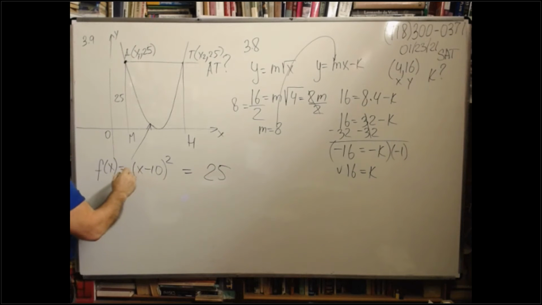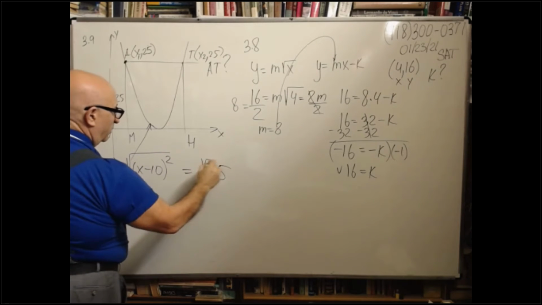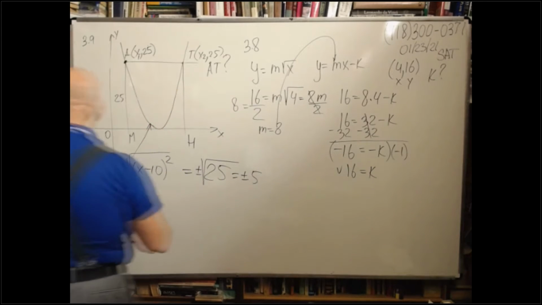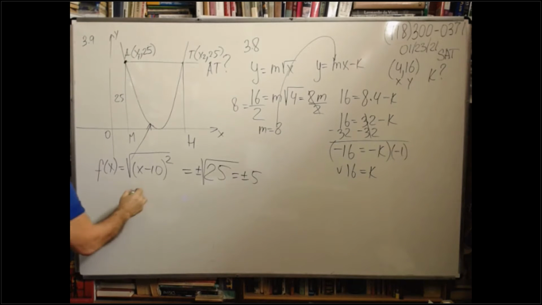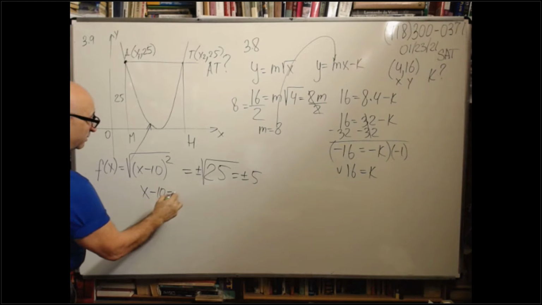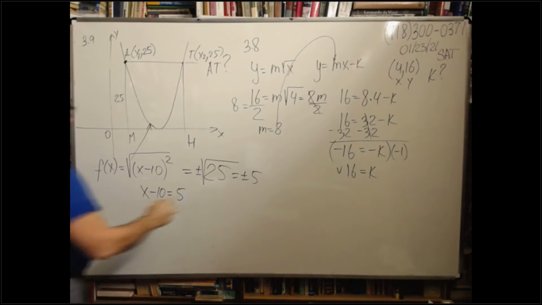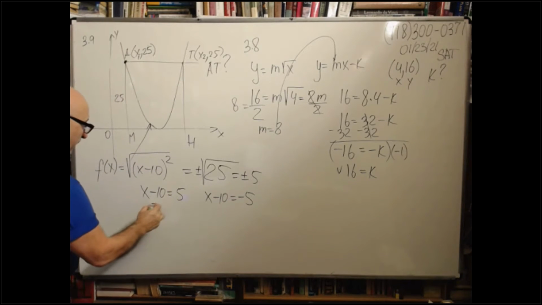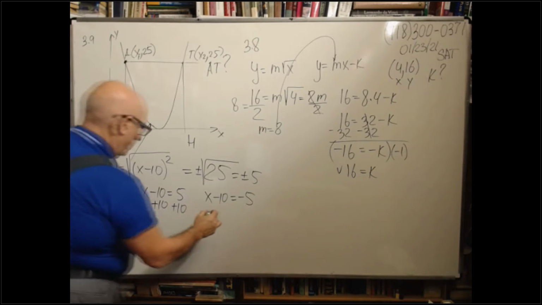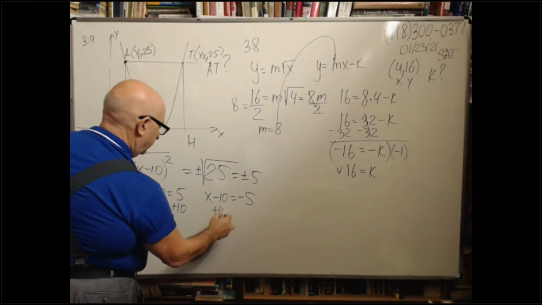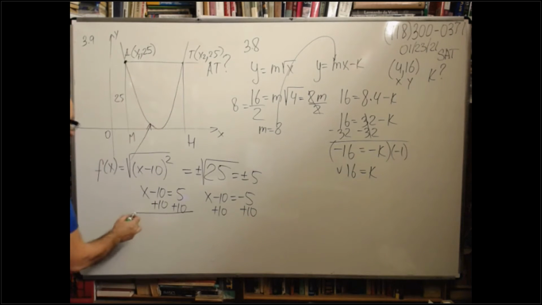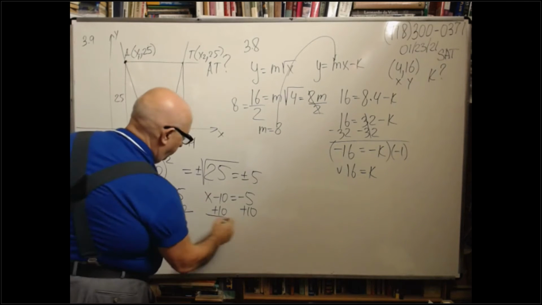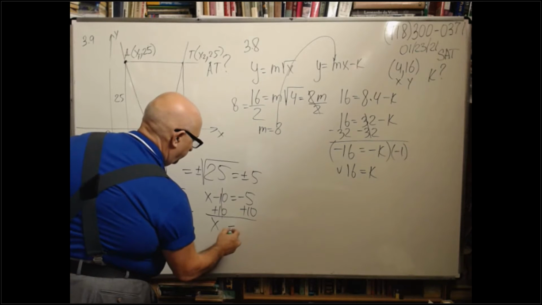How to find x minus 10? Take the square root of both parts. Don't forget they're supposed to be plus minus, or plus minus 5. And what we have? We got x minus 10 equals to 5, or x minus 10 equals to negative 5. Plus 10 and plus 10, cancel out, x equals to either 15 or x equals to 5.